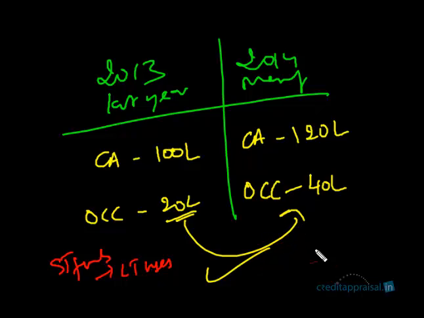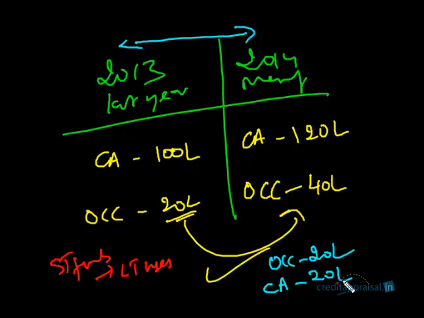Let us find the difference. And you found that the difference was enhancement. The OCC limit was enhanced by 20 lakhs, 40 minus 20. So during this 1 year period, the OCC was enhanced. Additional short-term funds to the extent of 20 lakhs was available to the company. So now you see the increase in current assets. The increase in current assets is 20 lakhs. This is short-term uses, isn't it?